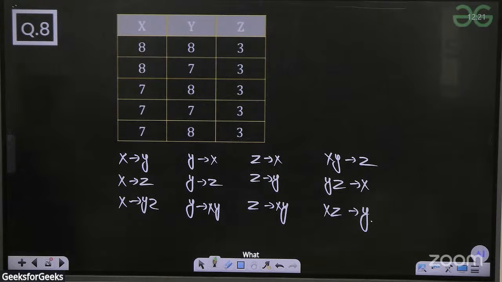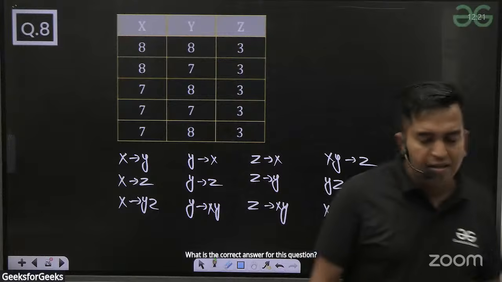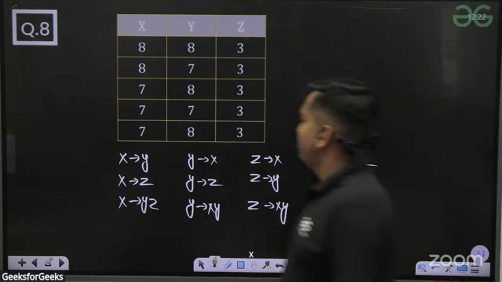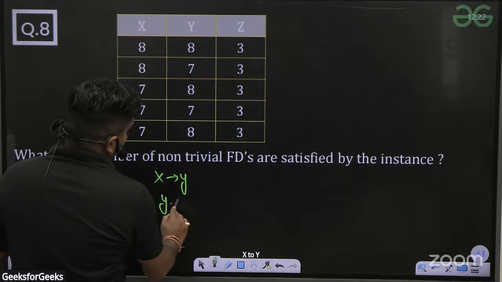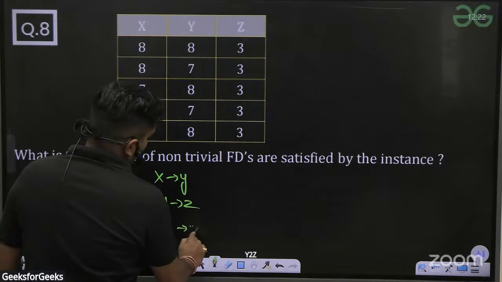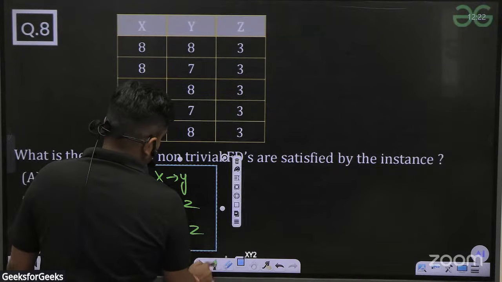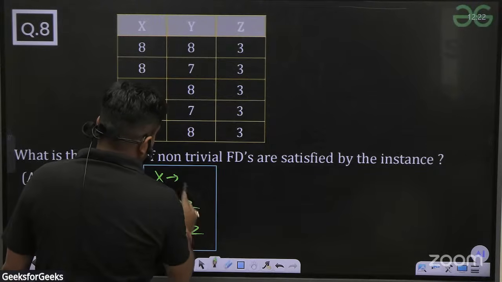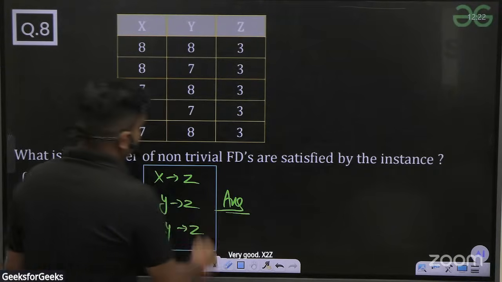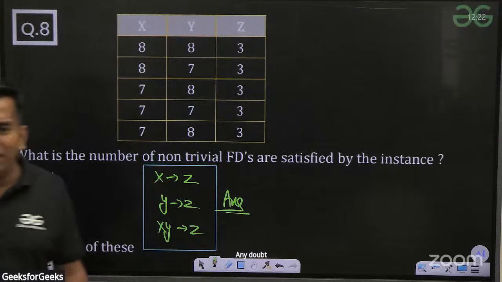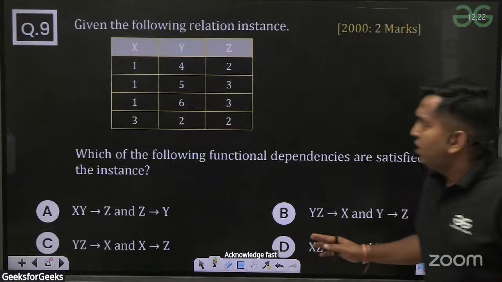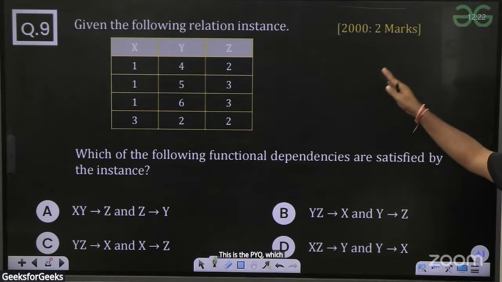What is the correct answer for this question? Are you getting 3? X to Y, Y to Z, XY to Z. Very good. X to Z, Y to Z, and XY to Z. Crystal clear? Can we move to the next? Any doubt? Acknowledge fast. Now, this is the PYQ which was asked in 2 marks.